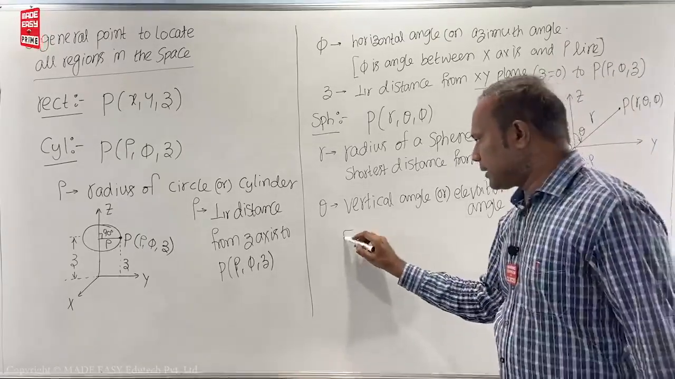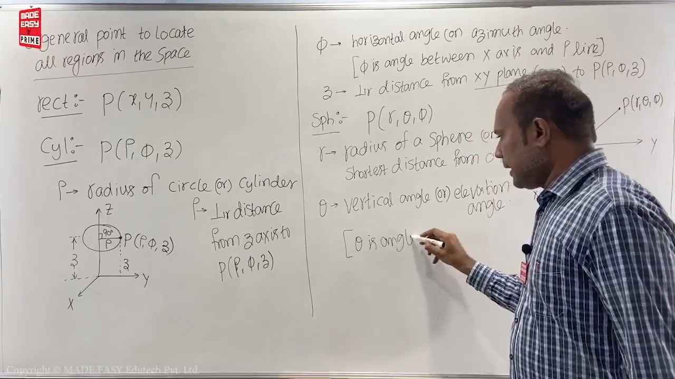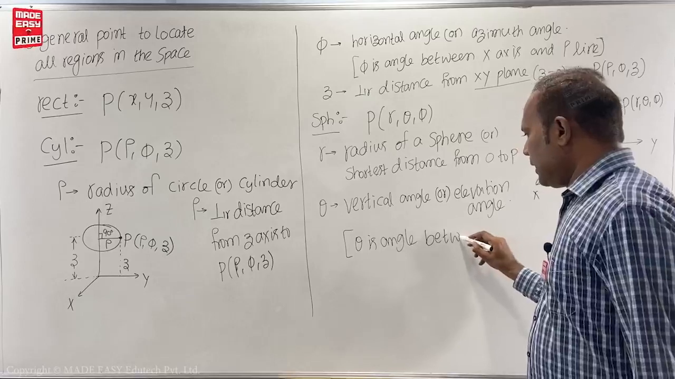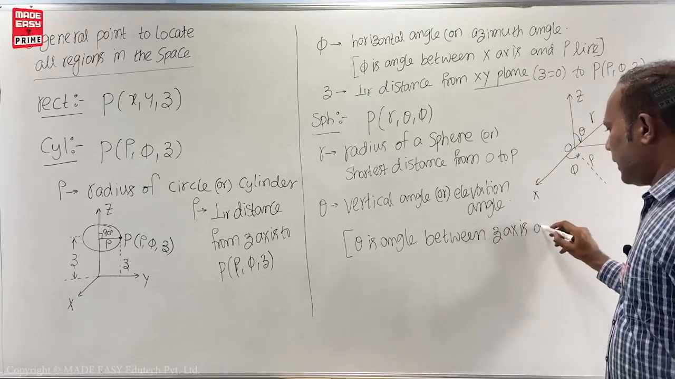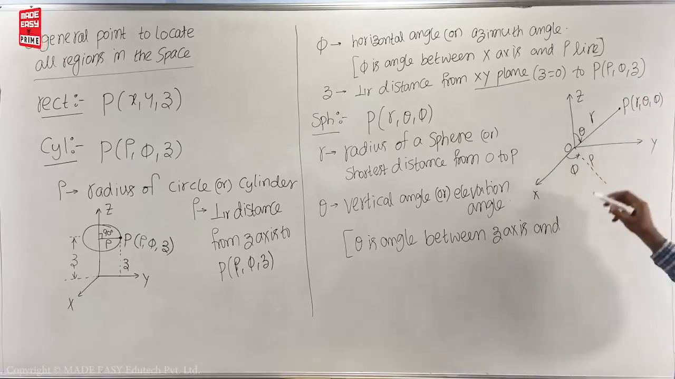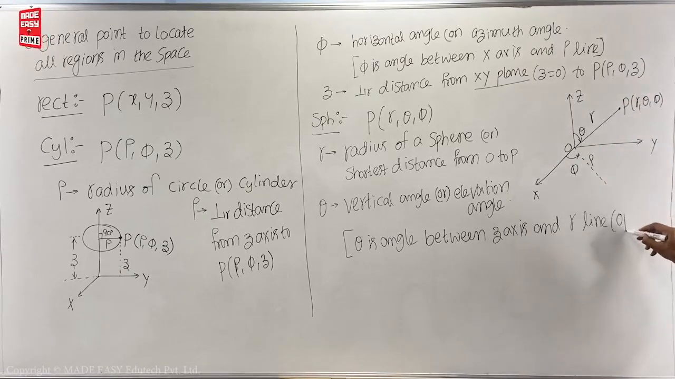How do you measure this? Theta is the angle between the z-axis and the OP line, that is also called the R line. This R line is nothing but the O to P distance, R, so the OP line.